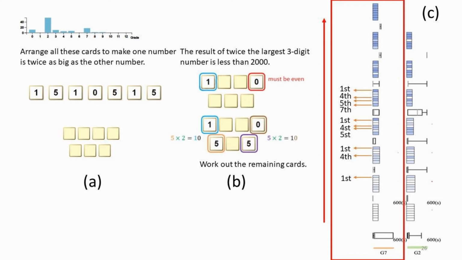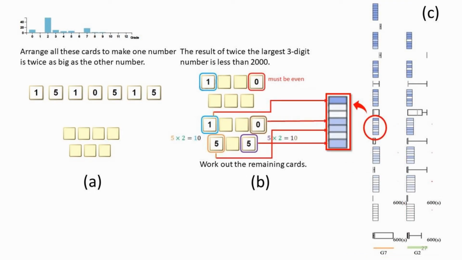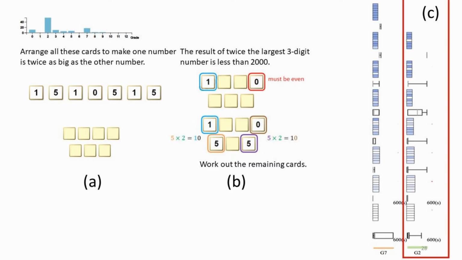By inspecting the condition glyphs of grade 7, they find the first, fourth, fifth, and seventh rectangles become darker, from the bottom to the top gradually. Particularly at stage 4, as highlighted by the red circle, students got the 4 conditions correct. However, students from grade 2 have no such pattern.